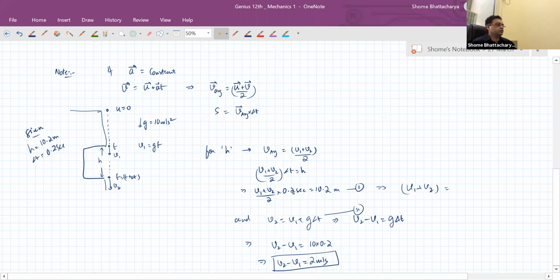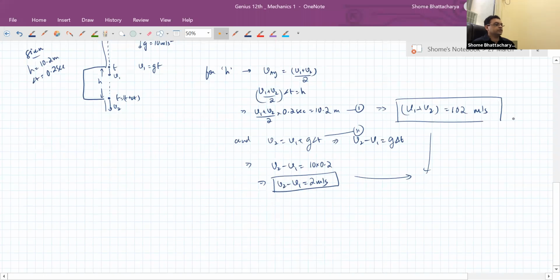10.2 divided by 0.1, so that's 102 meters per second. And from this we are getting this. So we just subtract the two equations. We get 2v1 is equal to 100 meters per second, which means v1 is 50 meters per second, which means that t is equal to 5 seconds. And t plus delta t is equal to 5.2 seconds.